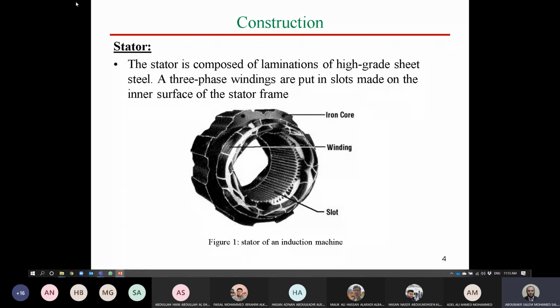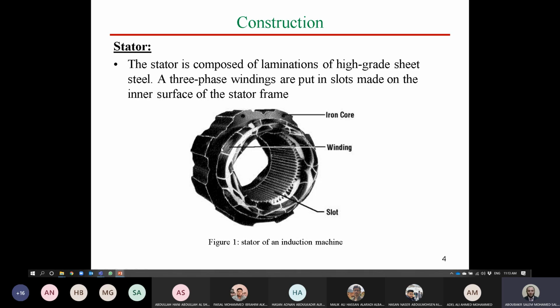So, firstly, the stator, which is the stationary part of the machine, is composed of laminations of high-grade sheet steel. Of course, it's made of sheet steel, guys, not a complete core, meaning a core without sheets, because this is very important to reduce the eddy current loss and reduce the core losses of the machine. So it's very important to make the machines from sheets, not a complete core.